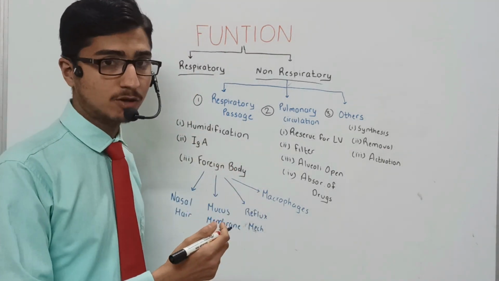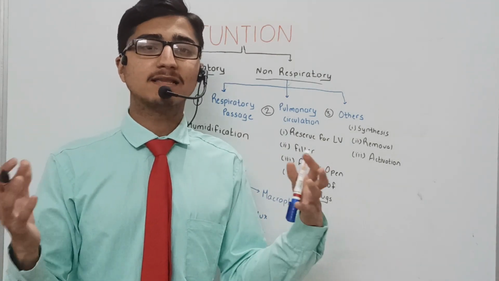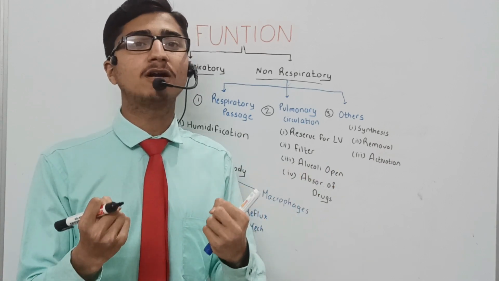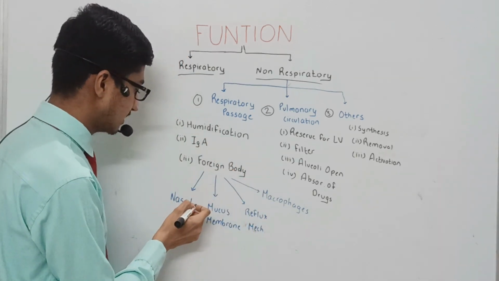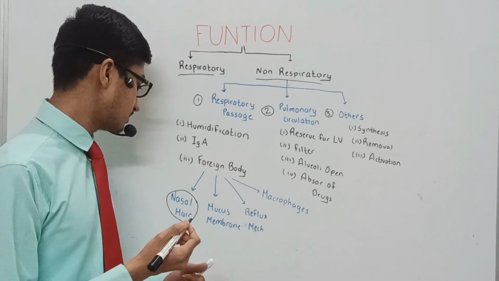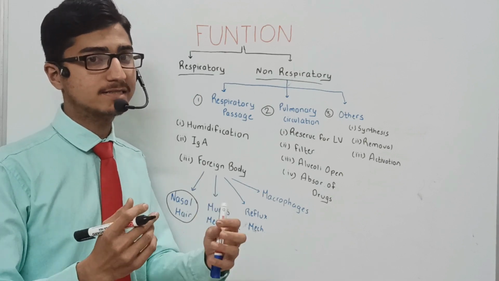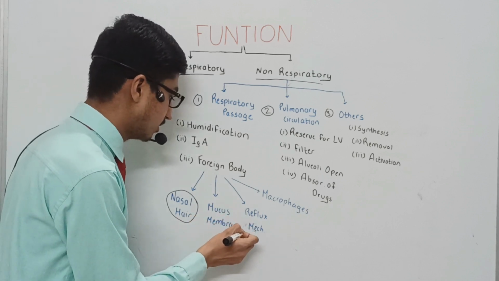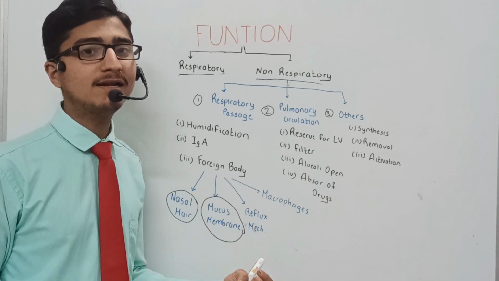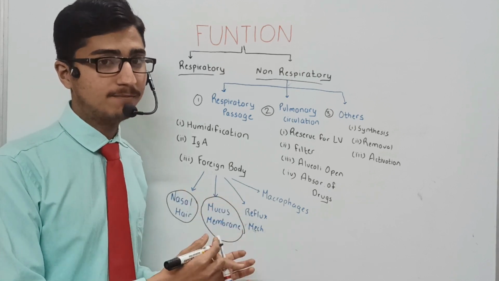Third comes the foreign bodies. Now we know that these foreign bodies are different in size and their functions. According to their size, they will be trapped at different locations, starting with the nasal hair. Here, the particles or the microorganisms which are greater than 10 micrometer in size will be trapped by the nasal hairs. Next comes the mucous membrane. Here, the particles or the microorganisms which are less than 10 micrometer in size will be trapped.